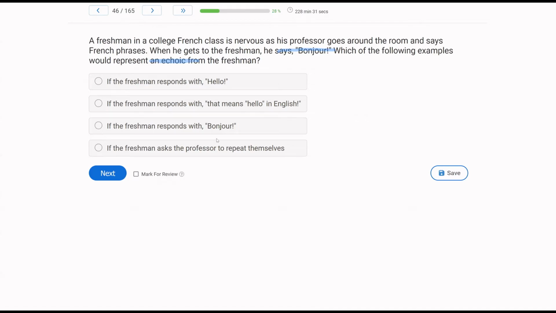It was copied. And then D, if the freshman asks the professor to repeat themselves, that would be a mand, because the freshman will be manding for information. If the freshman copies bonjour with bonjour, that would be an echoic. We've got a verbal behavior evoked by a verbal SD with point-to-point correspondence.